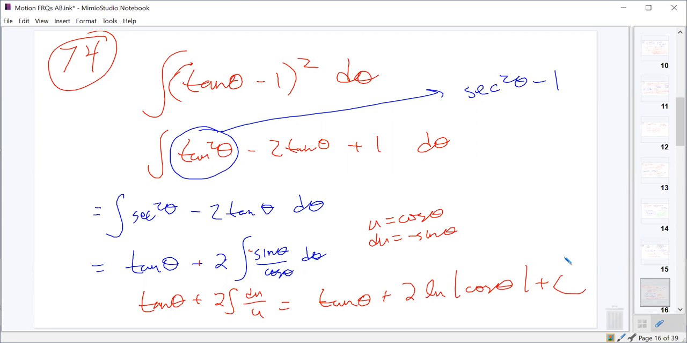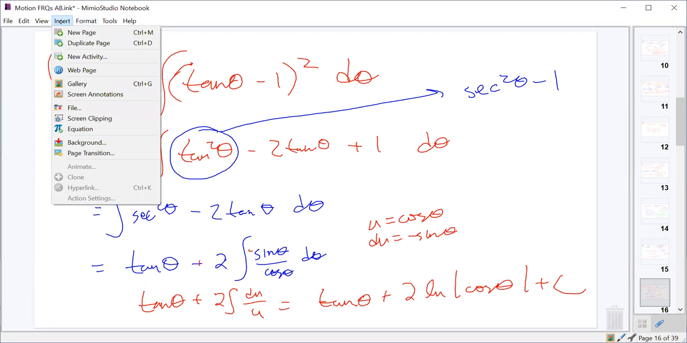It looks like choice B. Good, wonderful. All right, then 75.